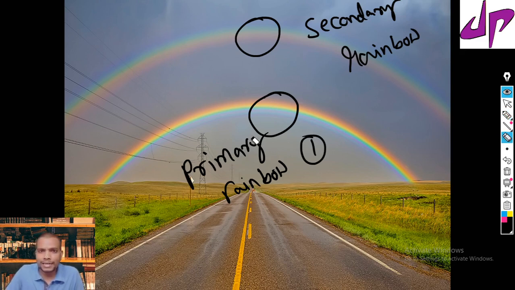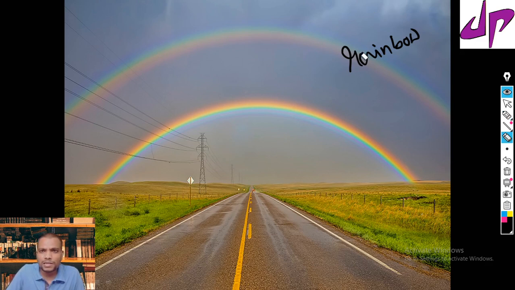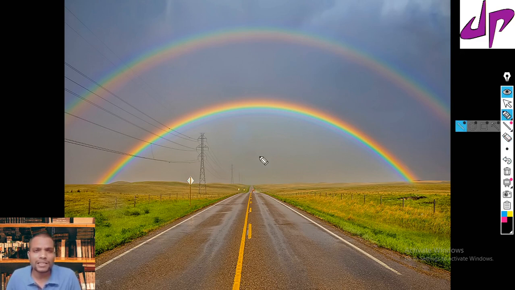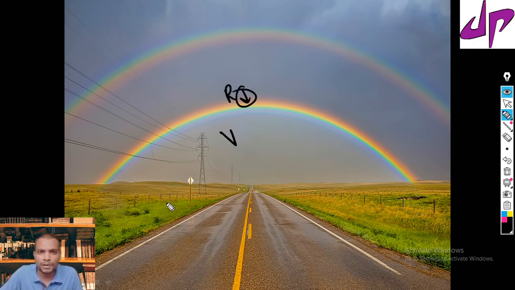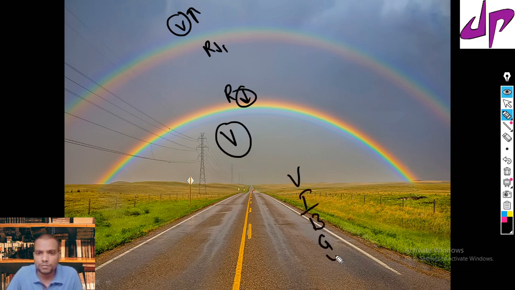Here I want you to understand the difference between the primary and the secondary rainbow. The first is the brightness of the rainbow. You can see the primary rainbow is very bright, brighter than the secondary rainbow. And if you closely observe, the primary rainbow has the colors violet to red, with red on the top. But in the secondary rainbow, red is on the bottom and violet goes to the top, taking it as VIBGYOR. So red in the primary rainbow is on the top and violet is on the bottom, but in the secondary rainbow this becomes opposite.